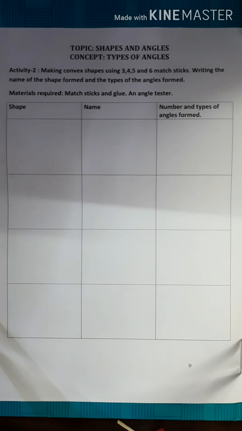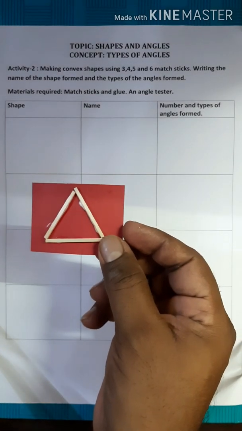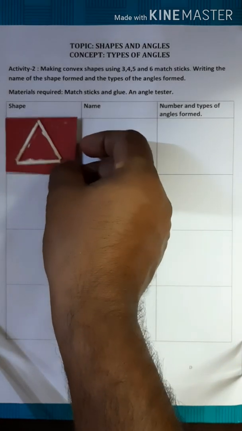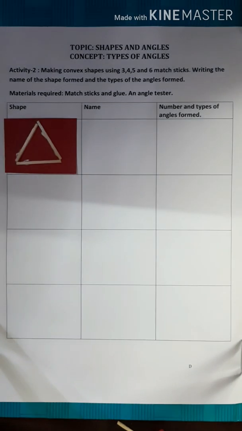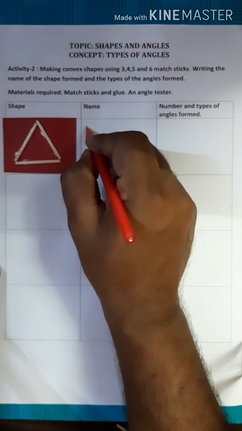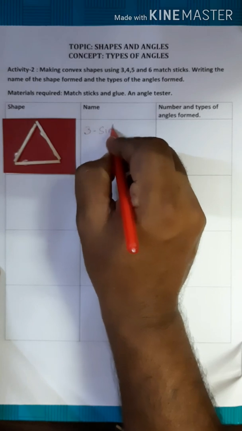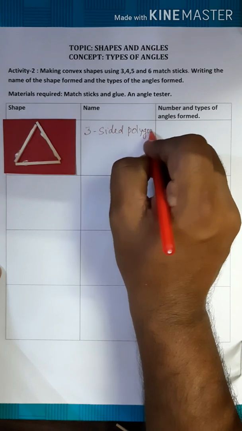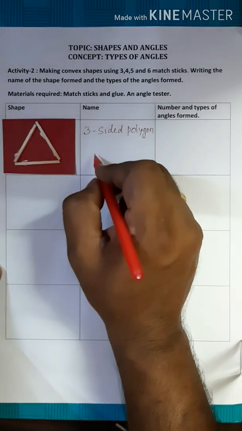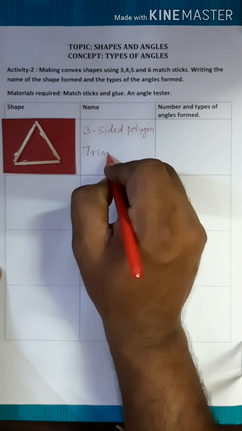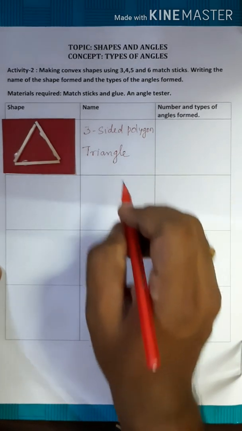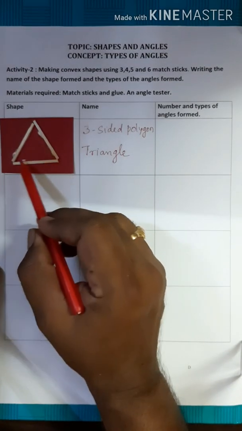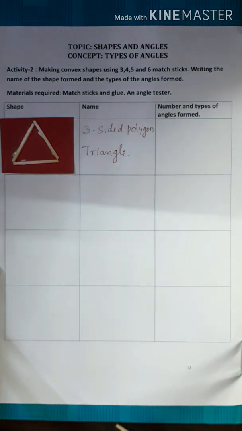Let's make a shape with 3 matchsticks. Can you name this shape, children? This shape is a 3-sided polygon and it is called a triangle. And let's count the number of angles formed. 1, 2, 3. It has 3 angles.